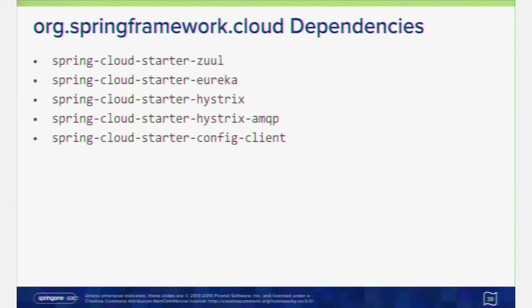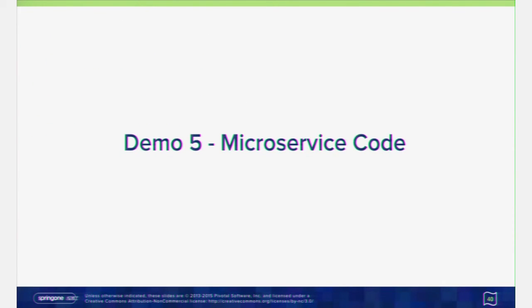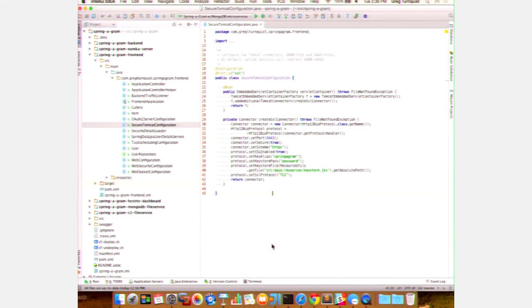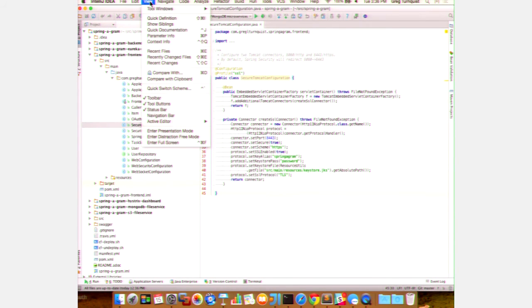A number of the dependencies are right here. These are the ones that we're taking advantage of within this application: the Zuul, Eureka, Hystrix, and the config client. So let's look at the code and see how we've wired all this up.